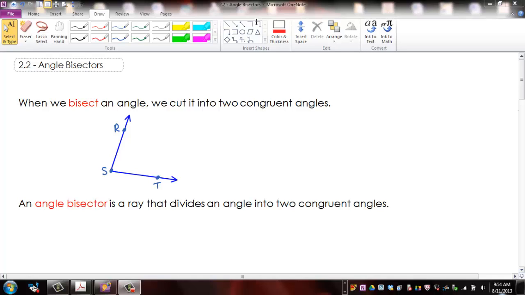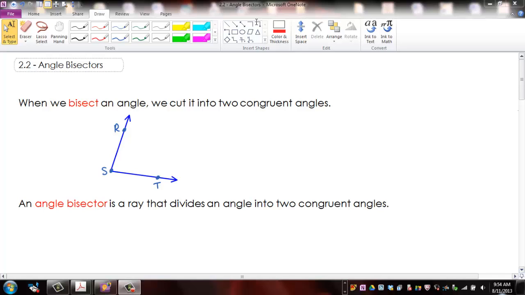This is the video for section 2.2, Angle Bisectors. Please follow along with your video worksheet. The first section has all of the terms, definitions, and diagrams that I will be using, and the second section has all of the example problems that I will be showing you. Please fill in the worksheet as you watch the video. Let's begin.